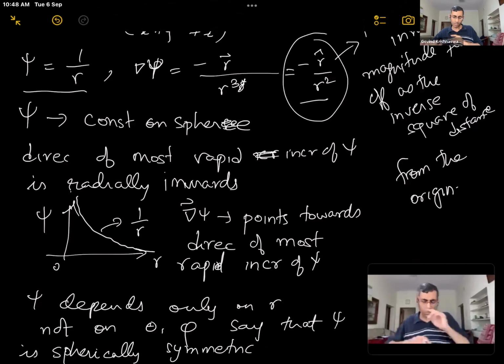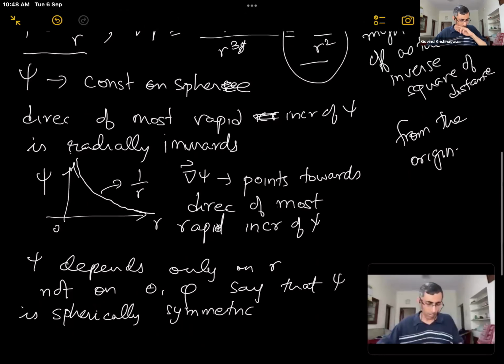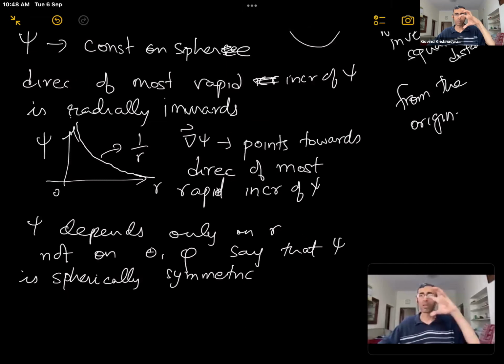That is simply repeating what was said before, that the value of psi is constant on concentric spheres centered at the origin. And therefore, if you make a rotation of the space about the center, the value of psi is not going to change at the point you are measuring it. And that is why we say it is spherically symmetric. That has, of course, a consequence for gradient of psi as well.